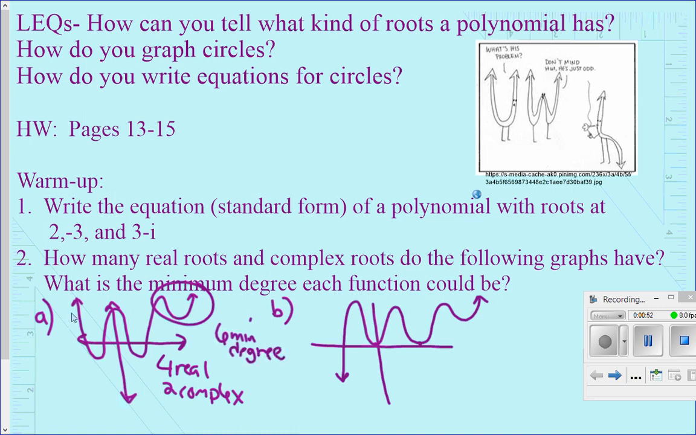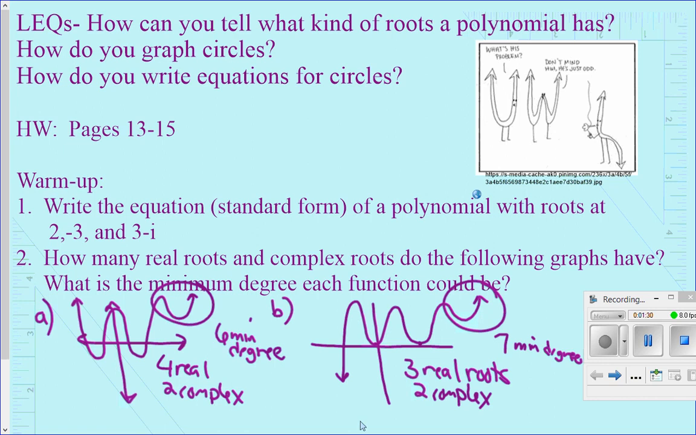Or I can count the directions 1, 2, 3, 4, 5, 6. That's another way to get the 6. Okay, B, same thing. So I have 1, 2, 3 spots that the graph is touching the x-axis or going through. So there are 3 real roots. I have this U shape here, so that's 2 complex. So then I can count the directions 1, 2, 3, 4, 5, 6, 7. So 7 is the minimum degree.